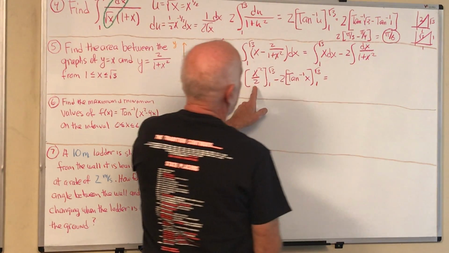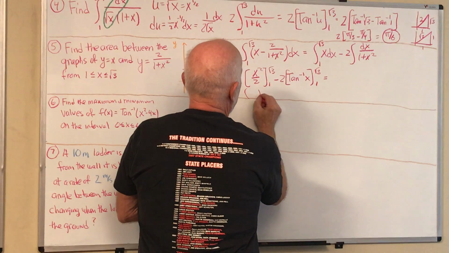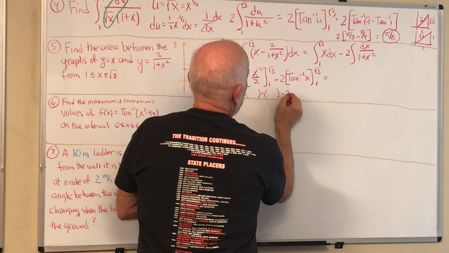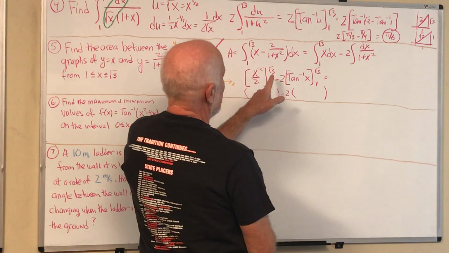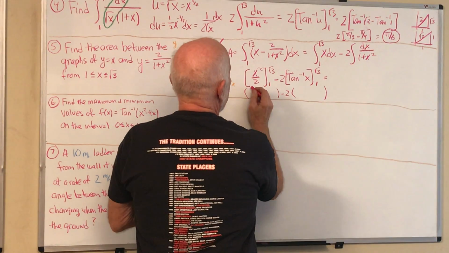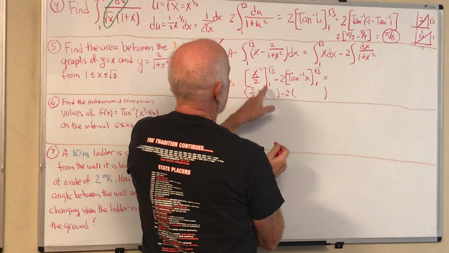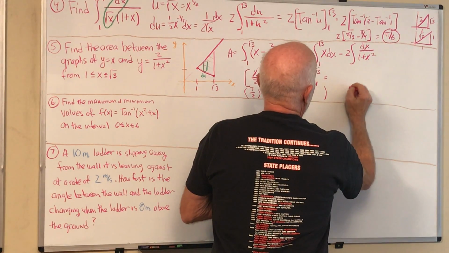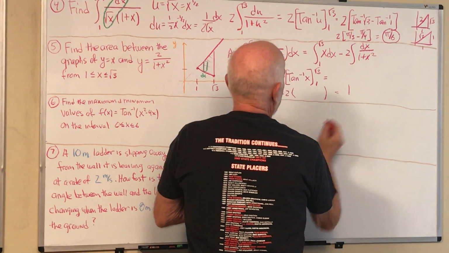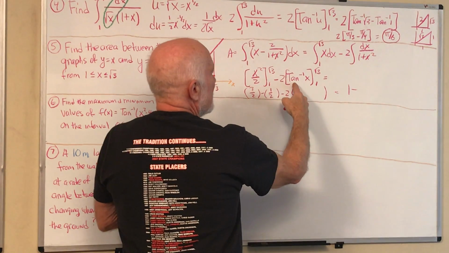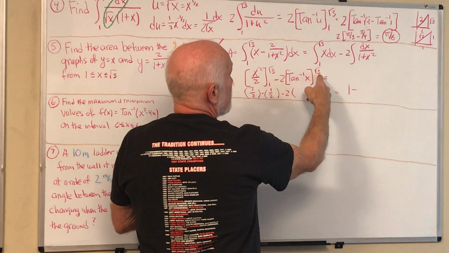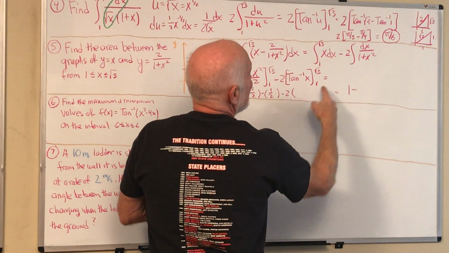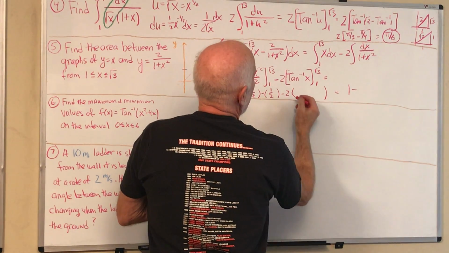So altogether, what do we get when we plug things in to this side? 3 halves minus 1 half is 1. And then we have the inverse tangent of the square root of 3. Oh, we just did these up here. That makes it very nice.